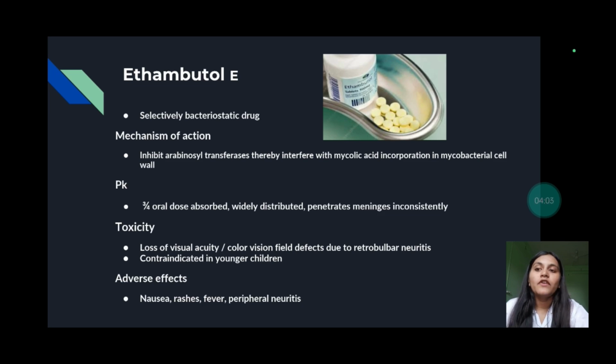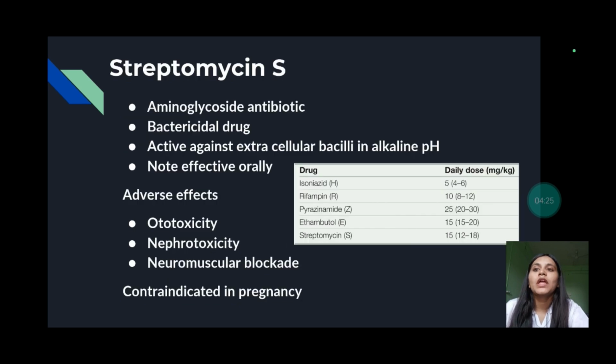wall. Pharmacokinetics: three-fourths of the oral dose is absorbed, widely distributed, penetrates meninges inconsistently. Toxicity: loss of visual acuity, color vision and field defects due to retrobulbar neuritis, contraindicated in younger children. Adverse effects: nausea, rashes, fever, peripheral neuritis.